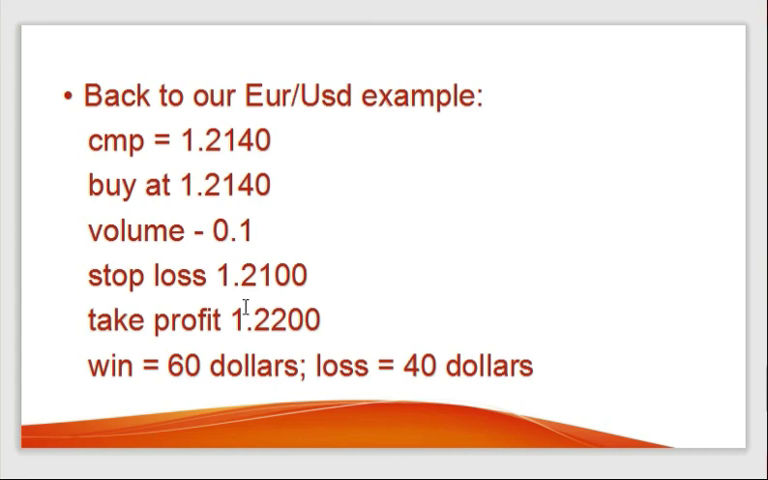So what it means is that if the market moves in your favor using a volume of 0.1, you're going to get $60, because what we're simply doing is 1.2200 minus 1.2140, the distance price has moved from the initial entry point, right? And if you are wrong, you are going to lose what, $40, right?